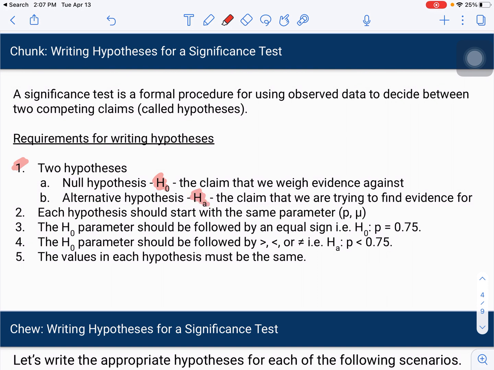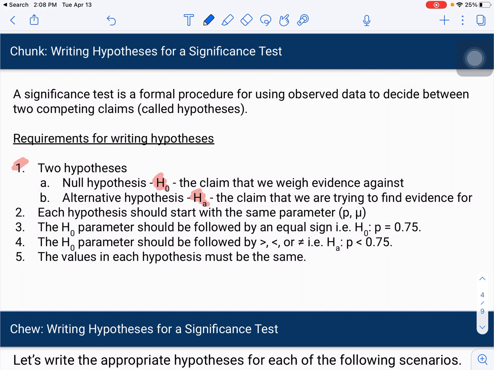The null hypothesis is always a claim that we weigh evidence against. What you're basically going to be doing is assuming the null hypothesis is true, and then using collected or sample data, you're really trying to disprove that null hypothesis, because basically you want to support your alternative hypothesis, and the alternative hypothesis is the claim that we're trying to find evidence for. Again, I'll get into this a lot more next week, but right now we're just concentrating on how we write hypotheses.